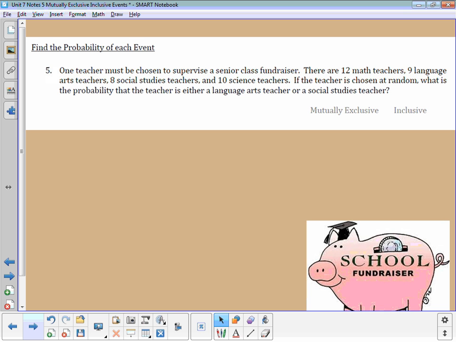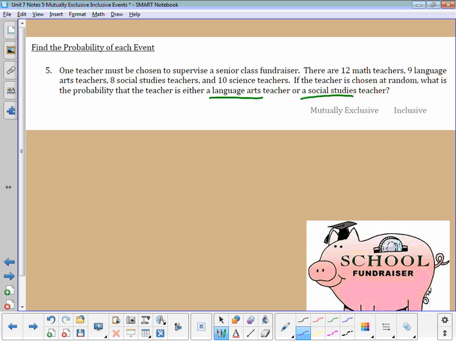Flipping over to the back side, we're going to find the probability of all of these events, but we also have to decide whether they're mutually exclusive or if they're inclusive. In number 5, we're picking 1 teacher out of all of those options. There's 12 math, 9 language arts, 8 social studies, and 10 science teachers. You're picking 1 teacher. What's the probability that it's either language arts or social studies? Either language arts or social studies.